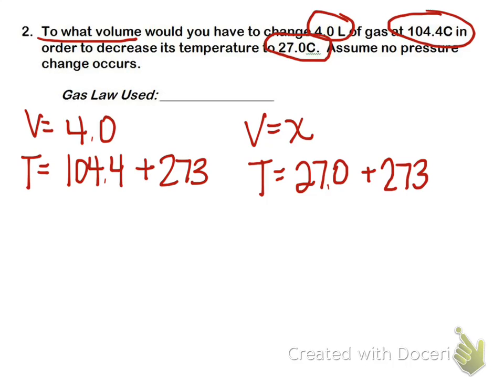All right, think about it. What kind of environment are they moving it to? From 104 degrees down to 27, right? So what are we already expecting? When things get colder, the volume should what? It should get smaller. All right, let's give it a shot.